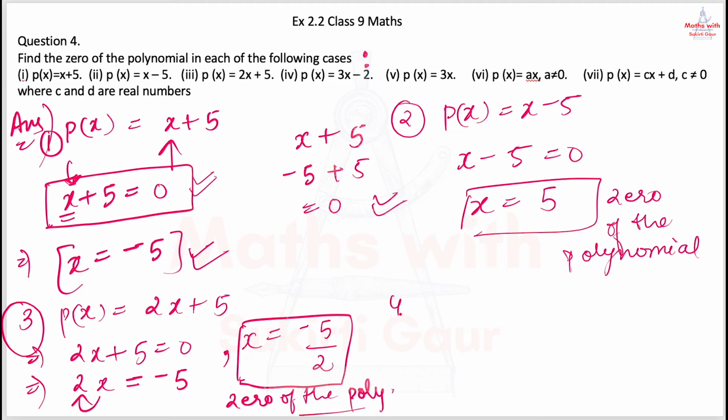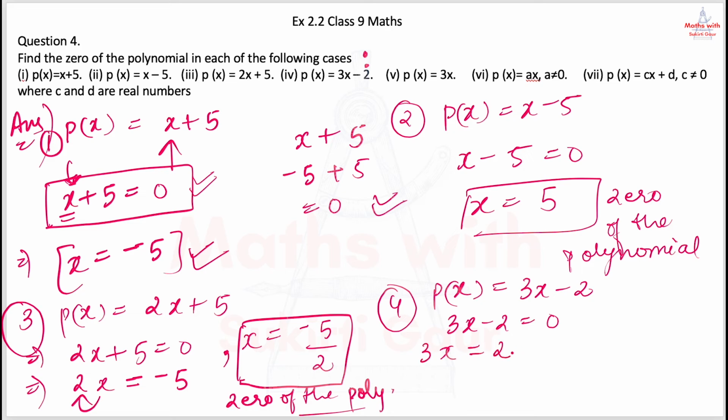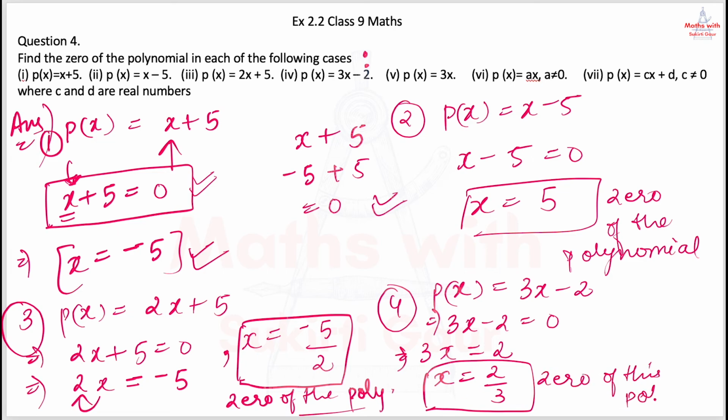Fourth part is px equals to 3x minus 2. Put 3x minus 2 equals to 0. Solve for x. 3x equals to 2. X equals to 2 by 3. This is the 0 of this polynomial. Solving the other parts, you can solve by your own now. You can pause the video and then check the answers later. I'm going to solve it for you.